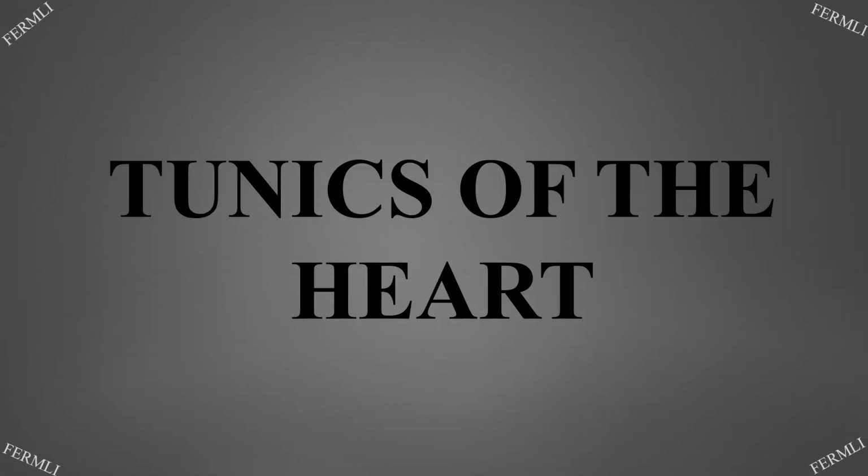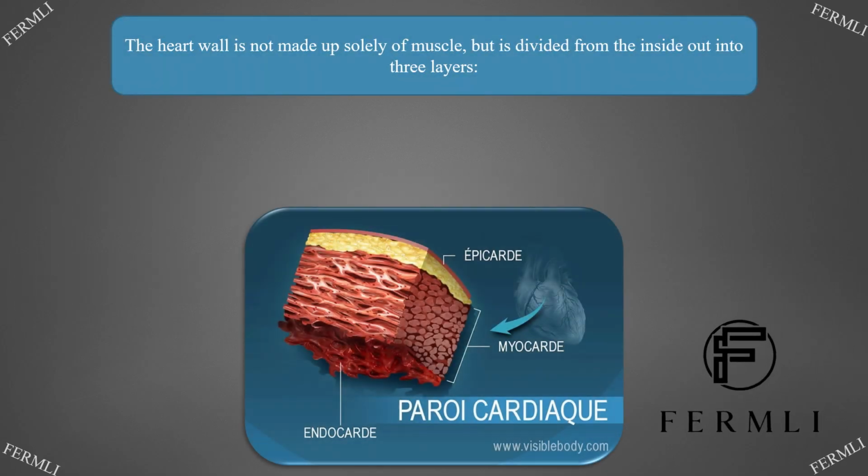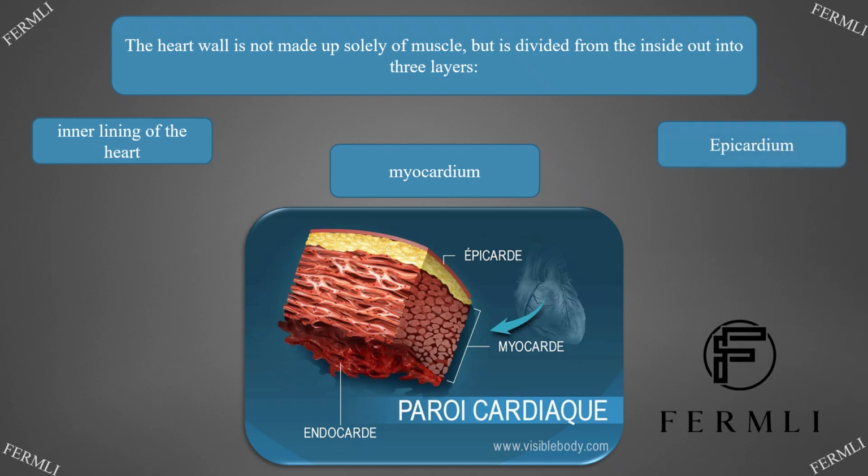Tunics of the heart. The heart wall is not made up solely of muscle, but is divided from the inside out into 3 layers: endocardium, the inner lining of the heart; myocardium; and epicardium.